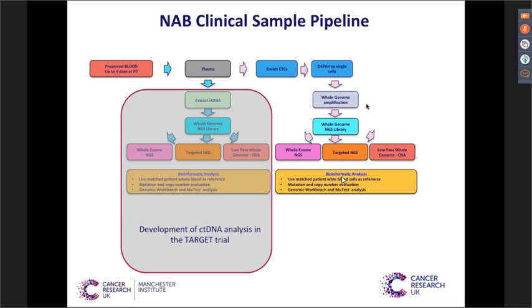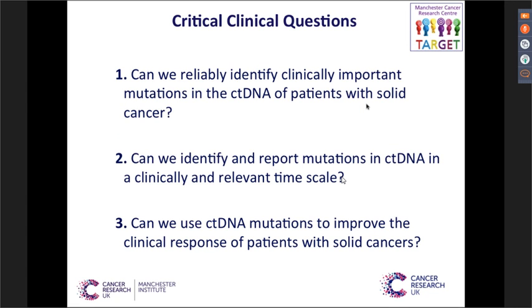For the last part of the talk, I'll talk about one of the projects we're doing based on circulating tumor DNA analysis, and this is the Target trial. As I'm sure all of you are aware, there's been lots of interest in the use of circulating tumor DNA, particularly in the clinical setting over the last few years. However, to be able to use it, we thought there are three critical clinical questions that need to be addressed. If we want to use circulating tumor DNA to identify potentially clinically important mutations, can we do this reliably enough to be able to put it into a clinical setting?